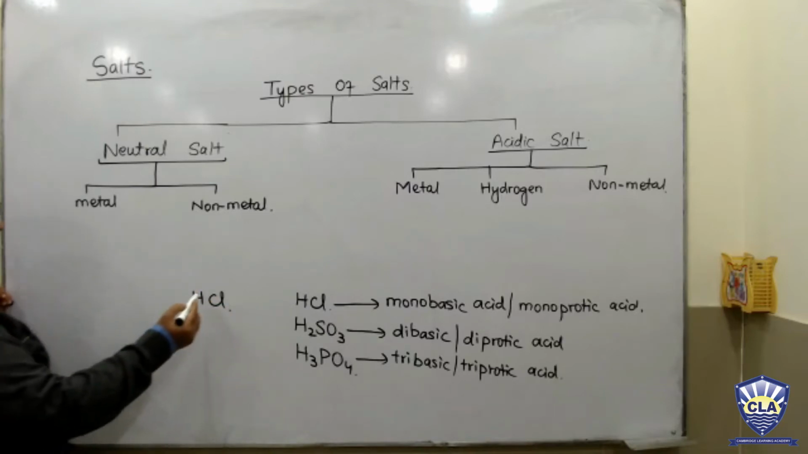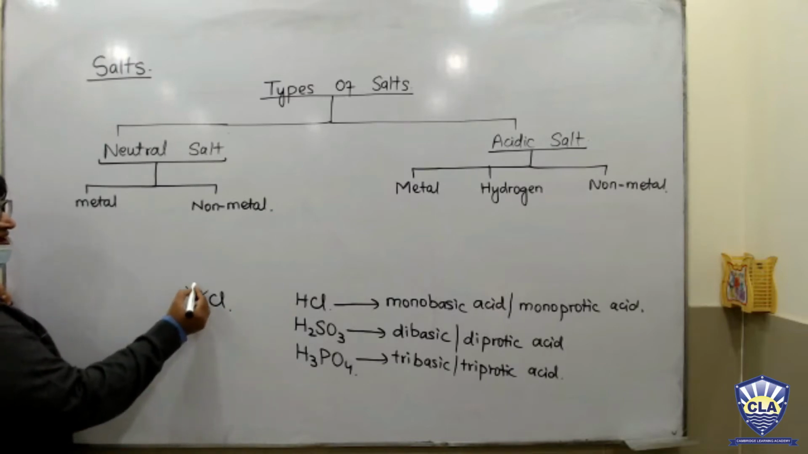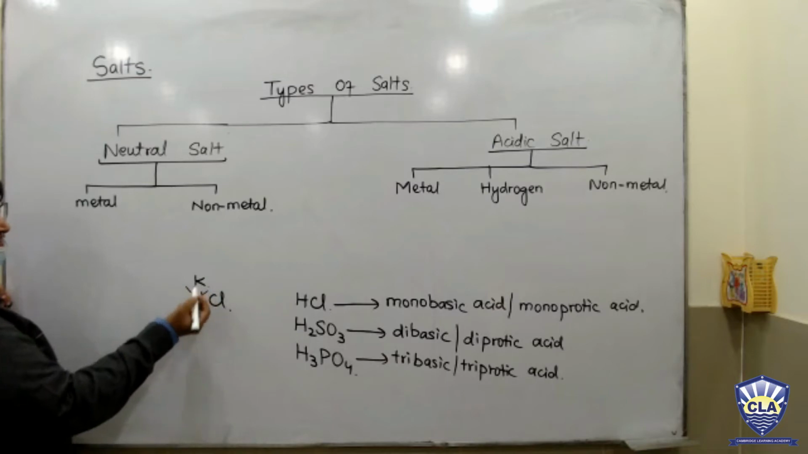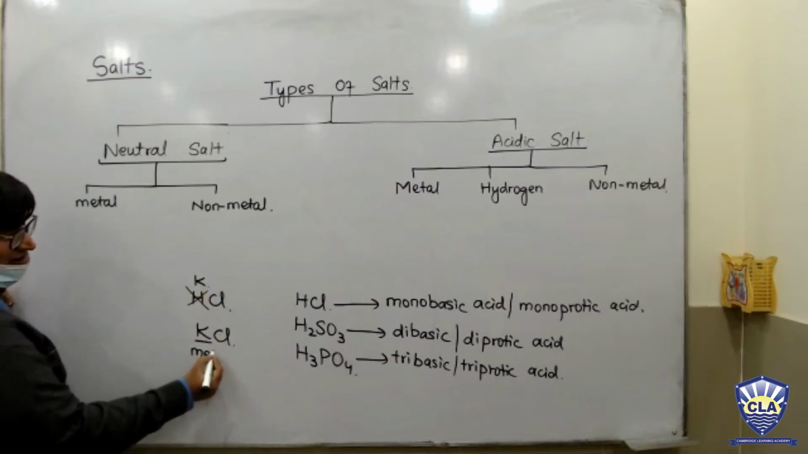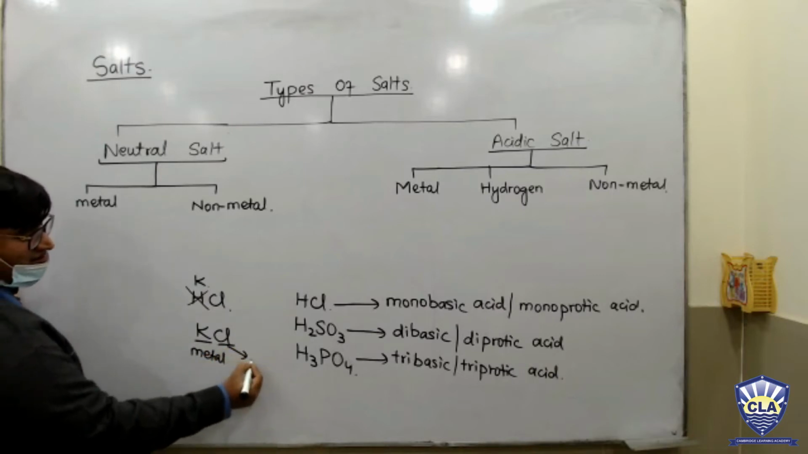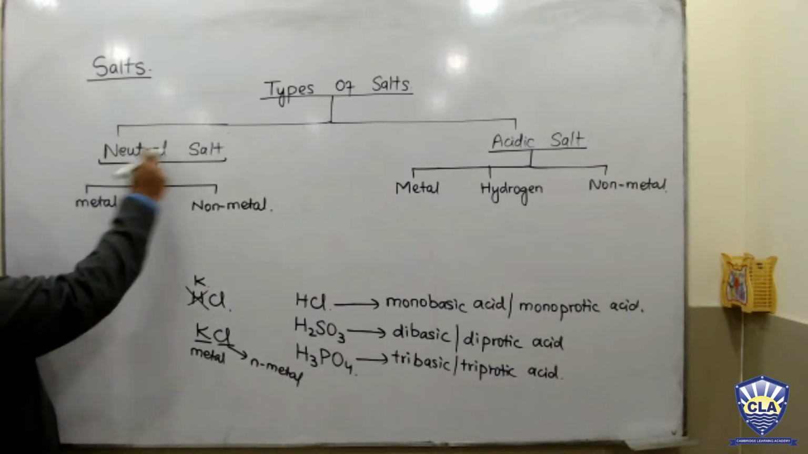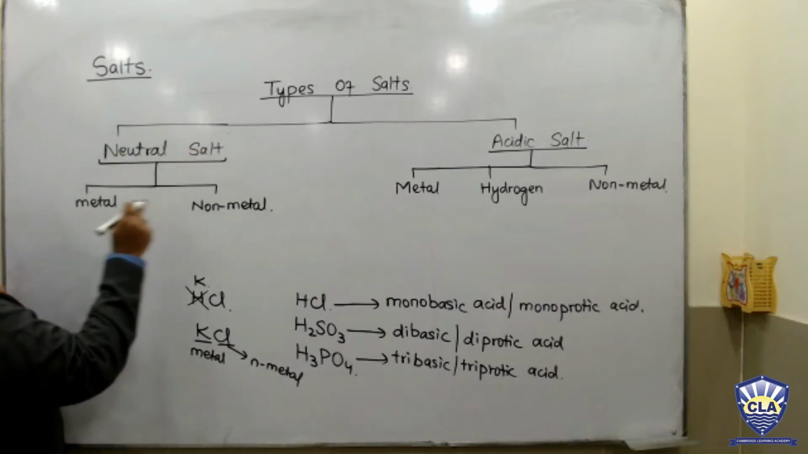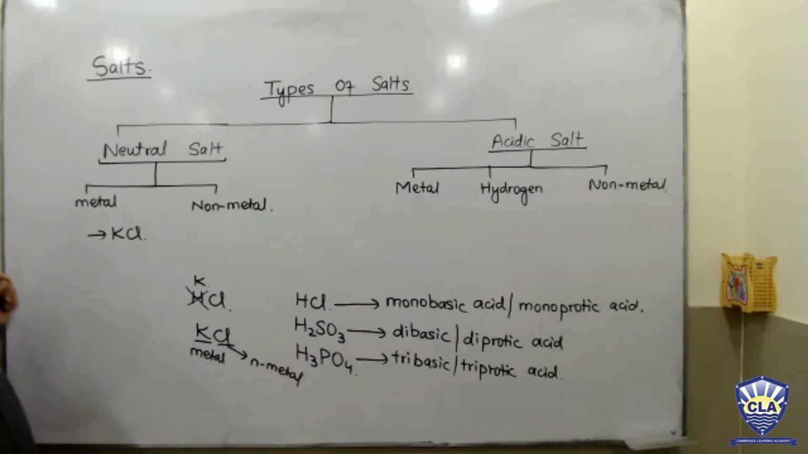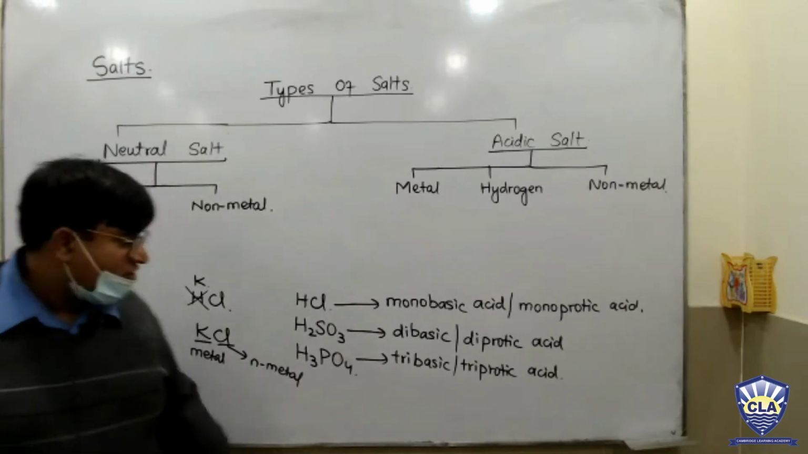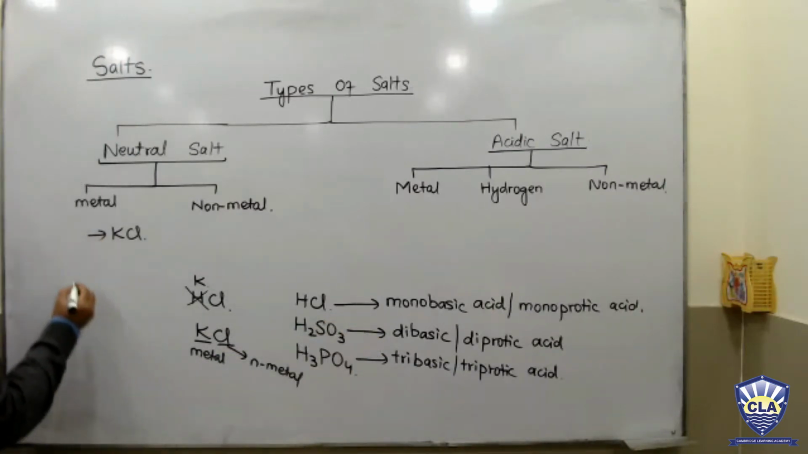So what I'm going to do, I'm going to take out its hydrogen and put metal up here. The metal I'm going to take is K. So it would become KCl. K is metal, and Cl is non-metal. So you are going to get a neutral salt because it contains metal and non-metal only. So KCl is only formed. Is it clear?